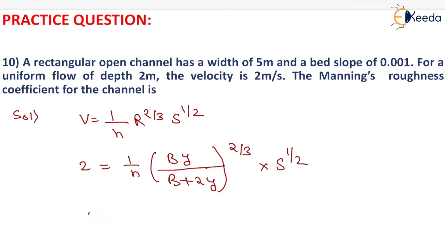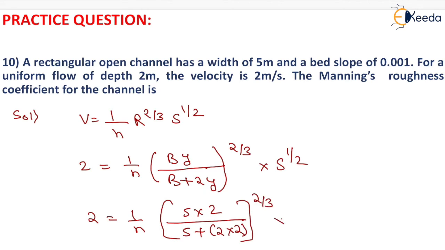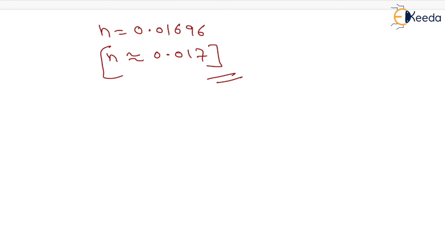Now we will put in the values, that is, 2 equals 1 by n in bracket 5 into 2 upon 5 plus 2 into 2, to the power 2 by 3, into 0.001 to the power 1 by 2. On solving this, we will have n equals 0.01696, which is nearly equal to 0.017. That will be the complete solution of this numerical.